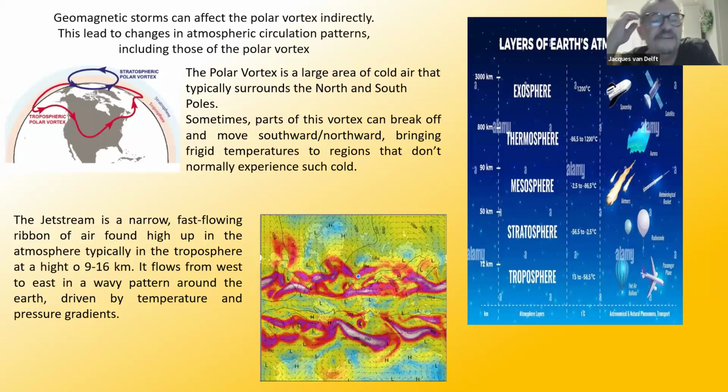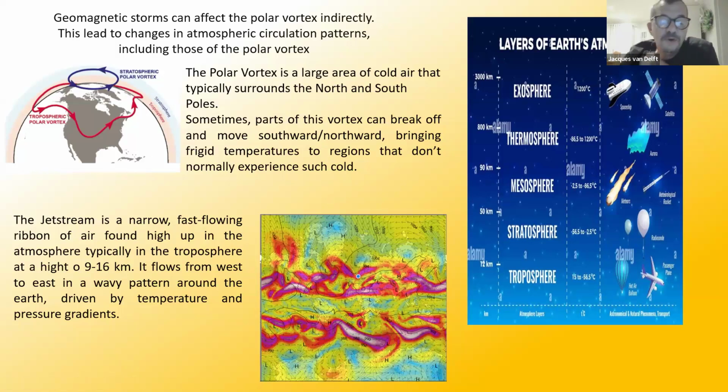Now, underneath the polar vortex, you will get the jet stream, about 9 to 16 kilometers above the Earth. And the jet stream is a narrow, fast-flowing ribbon of air found high up in the atmosphere, typically in the troposphere. Now, the troposphere is the area where our climate and climatic behavior takes place. It flows from west to east in a wavy pattern around the Earth, driven by temperature and pressure gradients.